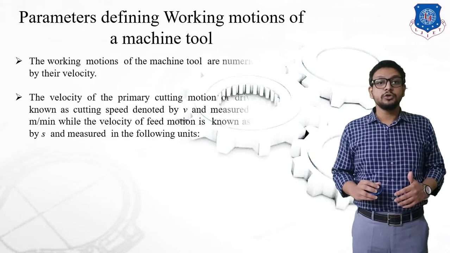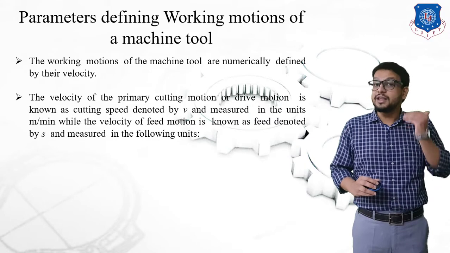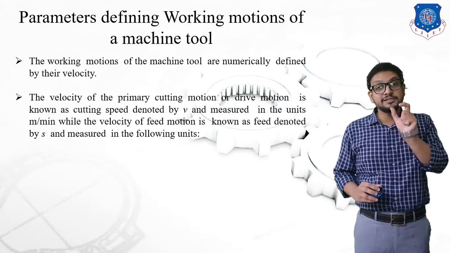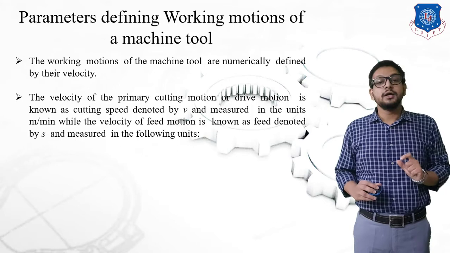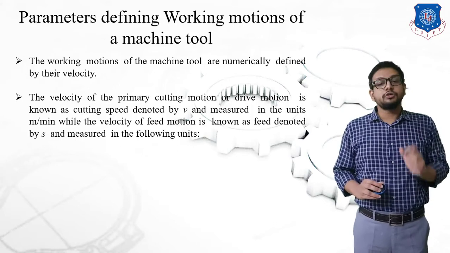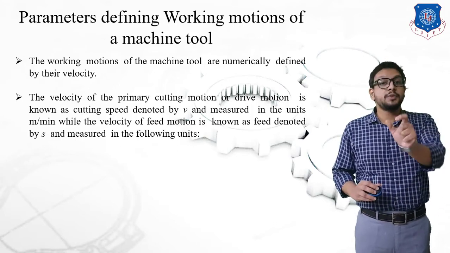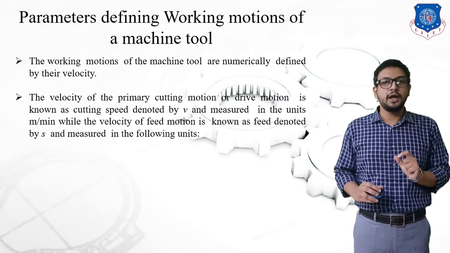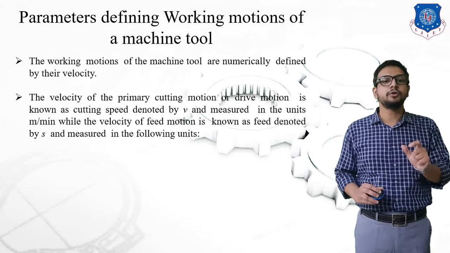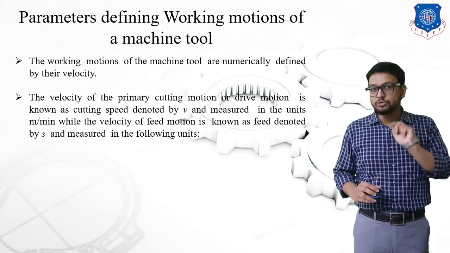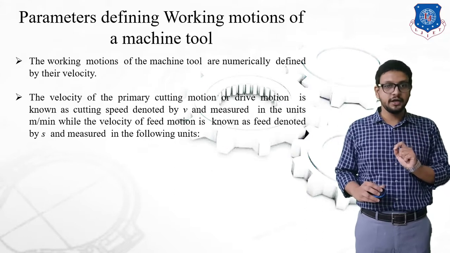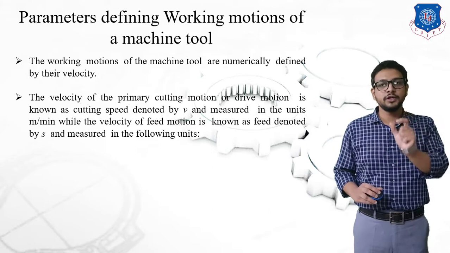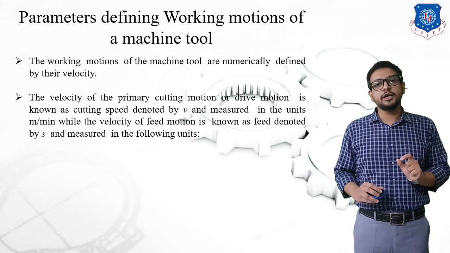So working motions are numerically defined by velocities, which means velocity is used to define these motions. The velocity of a primary cutting motion or drive motion is known as cutting speed. Remember, cutting speed is denoted by small p, and it is measured in the unit meter per minute. Whereas the second motion is our feed motion. The velocity of a feed motion is known as feed. Remember, the word is feed, and it is denoted by small s.